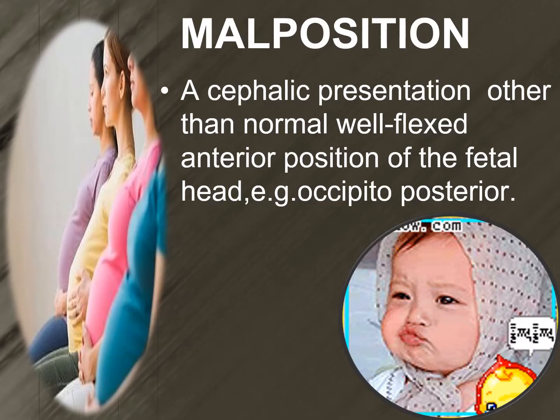A malposition is a cephalic presentation other than the normal well-flexed anterior position of the fetal head. That is, if the fetal head is not well flexed, or if the fetal head is not in the anterior position of the pelvis, in these conditions, we call it malposition. That is, if it is other than occipito-anterior position, and if it is not well flexed, we call it malposition. An example is occipito-posterior.